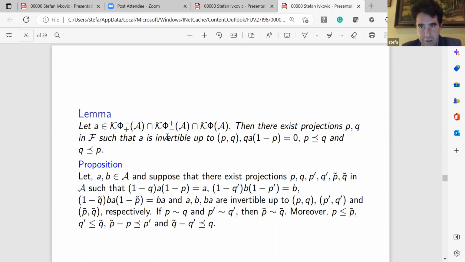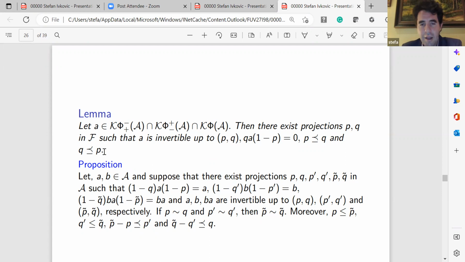So if A is in the intersection of upper semi-Weyl type elements, lower semi-Weyl type elements, and Fredholm elements, then there exist projections P, Q, finite projections, such that A is invertible up to this pair, such that A has upper triangular form with respect to this decomposition. And in addition, we have that both P is related to Q and Q is related to P.